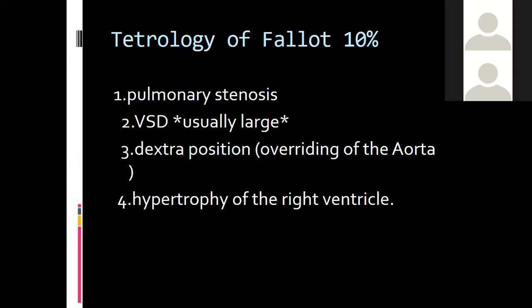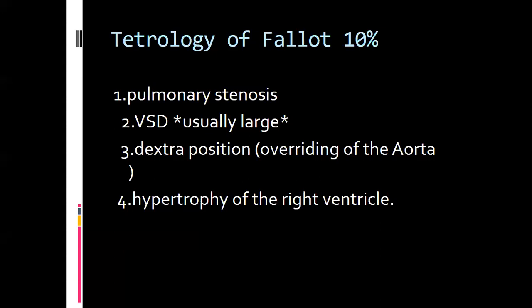Now there is the tetralogy of Fallot. Tetralogy of Fallot, we can also call the T4. Number one, first of all there is the pulmonary stenosis, and there is a ventricular septal defect, and these conditions can occur in the tetralogy of Fallot. They make up four important abnormalities, like the pulmonary stenosis and the ventricular septal defect.